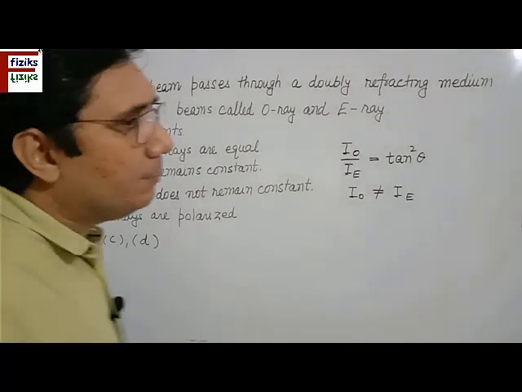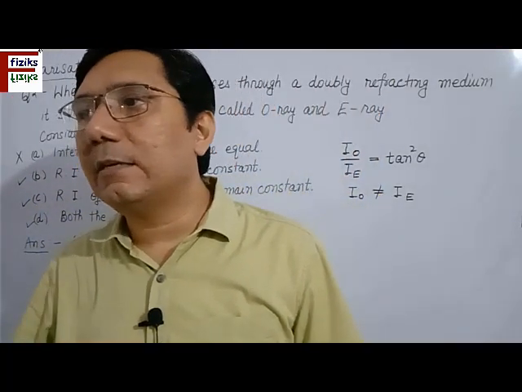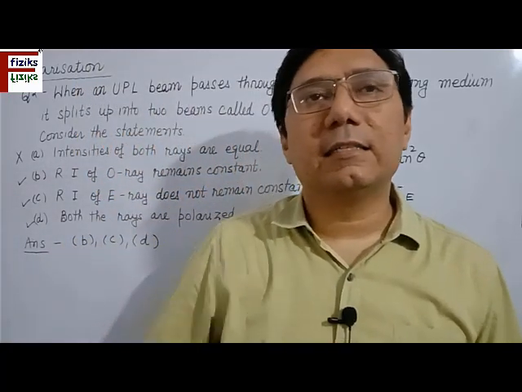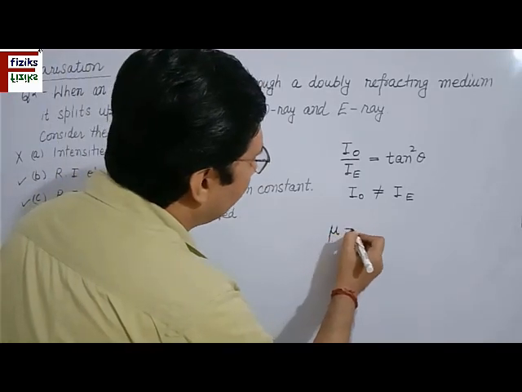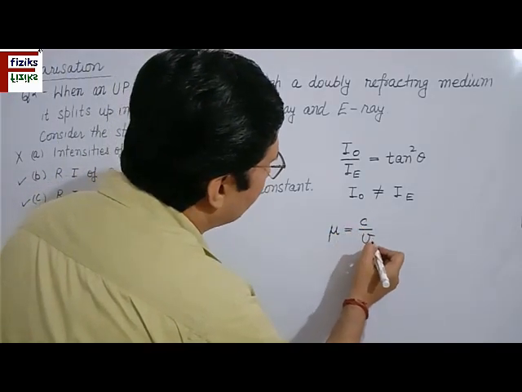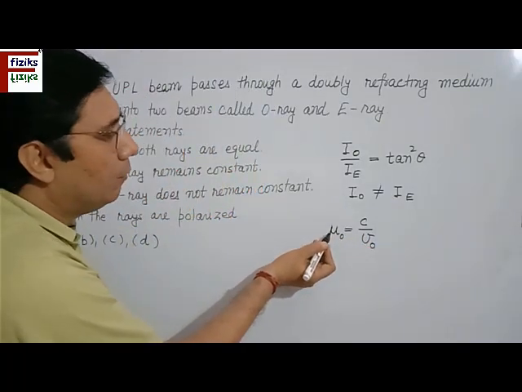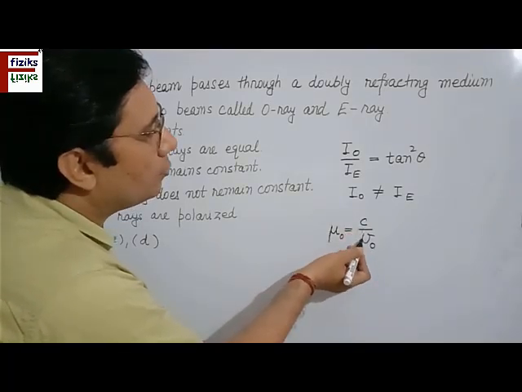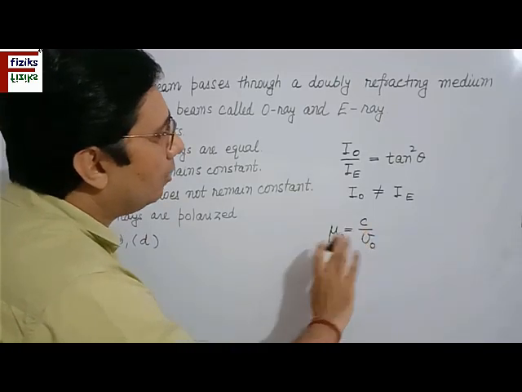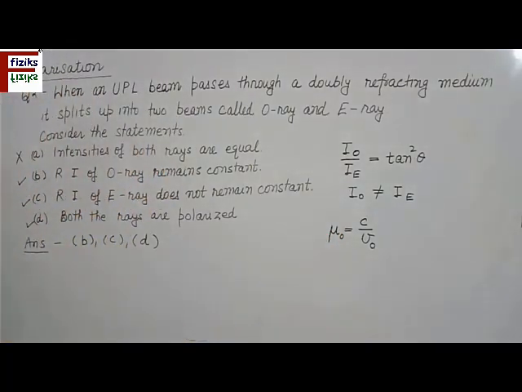Refractive index of O ray remains constant. We are aware that ordinary light travels with the same speed in all possible directions in a doubly refracting crystal. So refractive index mu will be C upon VO, where VO is the velocity of ordinary light. So this will be the refractive index of the medium corresponding to ordinary light, C upon V naught. When VO is constant in all possible directions, automatically this mu O will remain constant in double refraction. So this option B is correct.